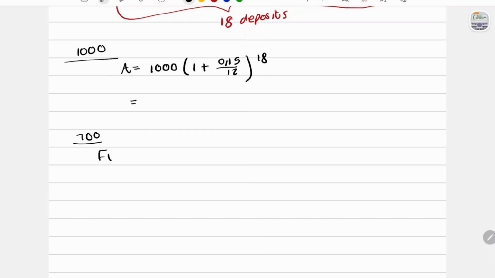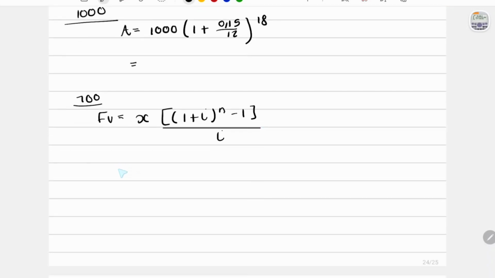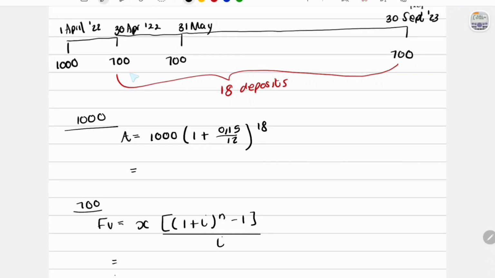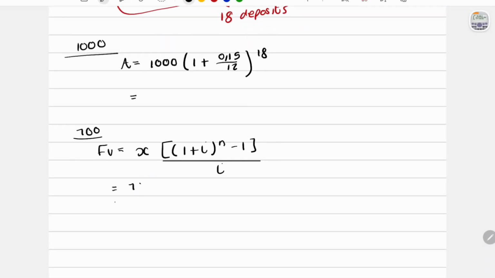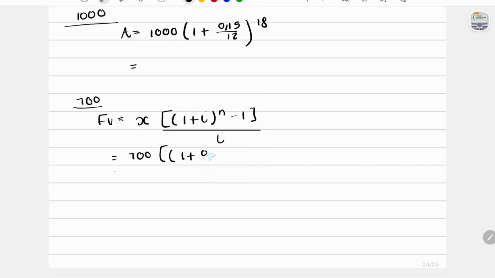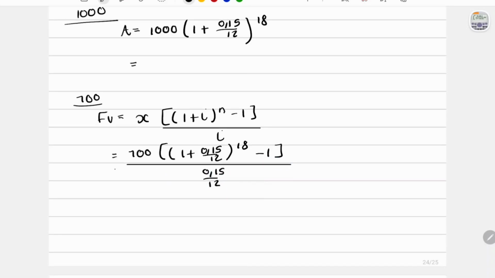So for that, we're going to use the future value formula, which is X, and remember, this is in your formula sheet. We have 1 plus i raised to the power of n minus 1, all over i. So we're going to go ahead and calculate this. Our future value should be equal to our X amount, which is 700, because that is your monthly deposit. Then we have 1 plus our interest, 0.15 over 12, raised to the power of how many deposits were made? 18 deposits, minus 1, and then all over the interest, which is 0.15 over 12.